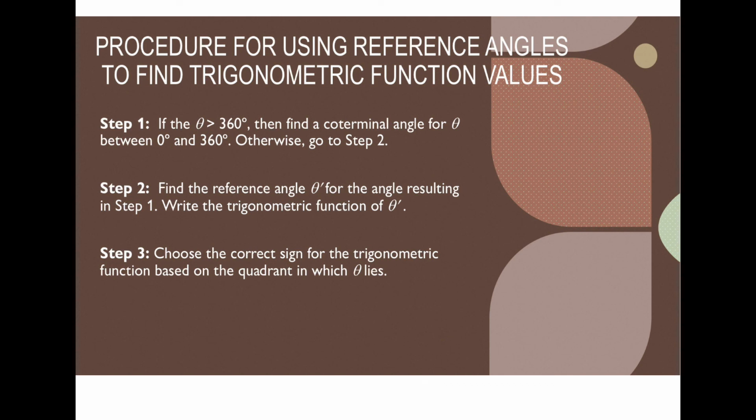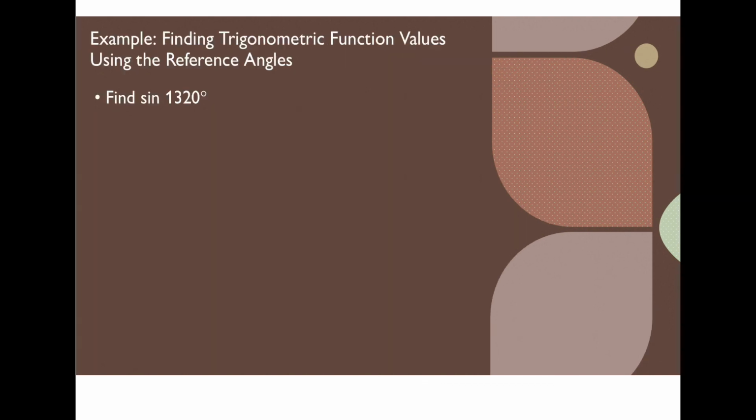Step 2: find the reference angle theta prime that results from step 1, and then write the trigonometric function of that. And step 3: choose the correct sign for the trigonometric function based on the quadrant in which theta lies, keeping in mind where each of those is negative and where each is positive. So let's work through a couple of examples here.